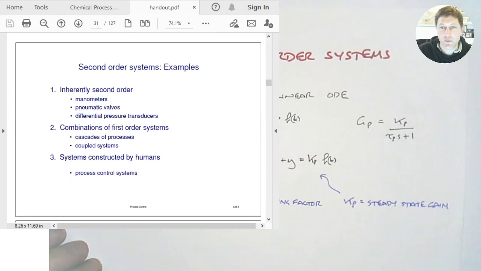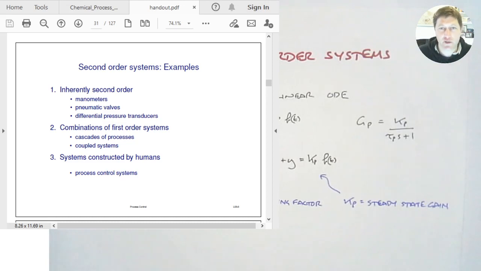So some specific examples of things that are inherently second order: we've got a manometer, pneumatic valves, differential pressure transducers. These are all things that have fluids moving within them. So there's inertia and there's acceleration taking place. In different branches of engineering you'll find exactly the same types of problems.